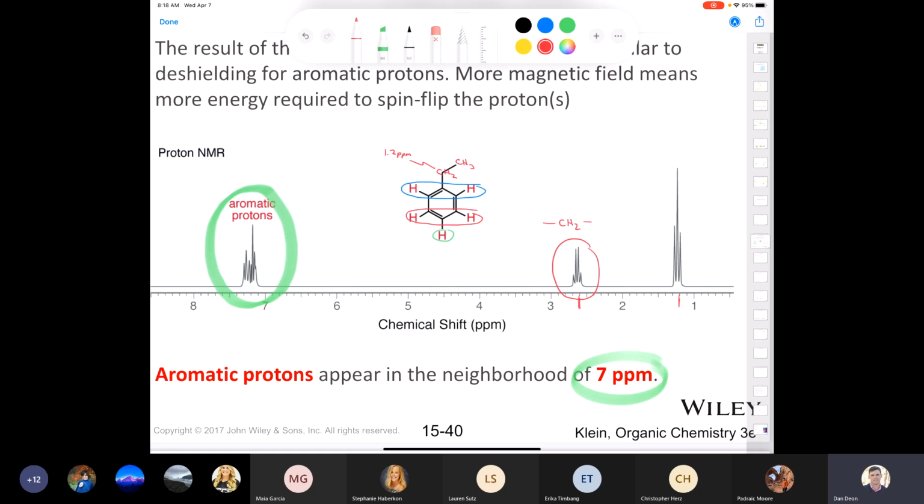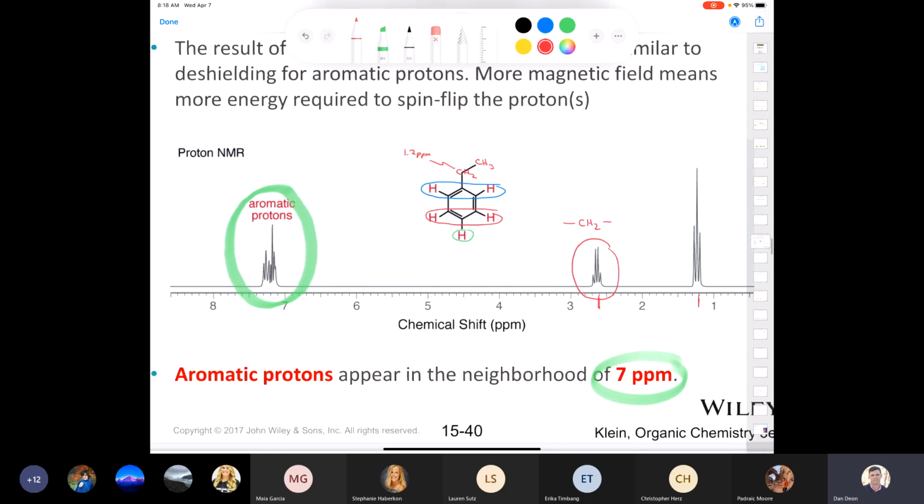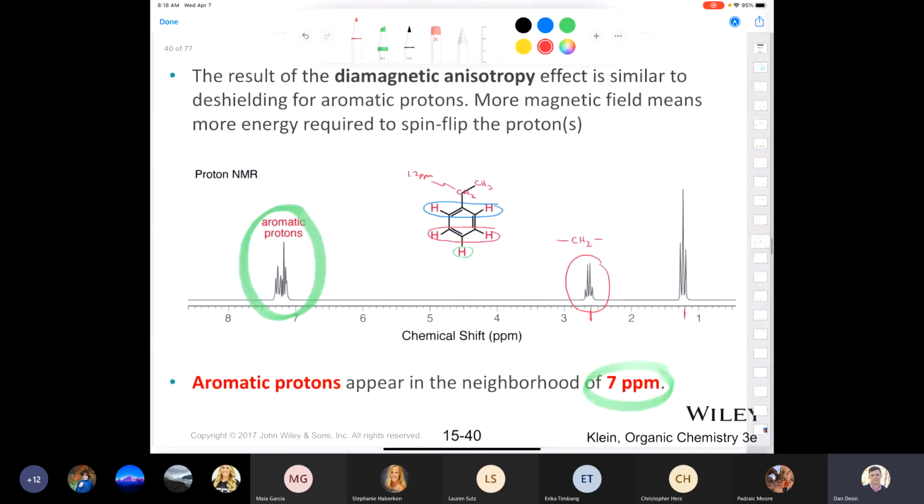The reason why is probably exactly what you're thinking, that the effect of diamagnetic anisotropy is also going to affect protons that are close to the aromatic ring, right? Since these 2 protons are close to the aromatic ring, they also experience a little bit of that de-shielding effect.